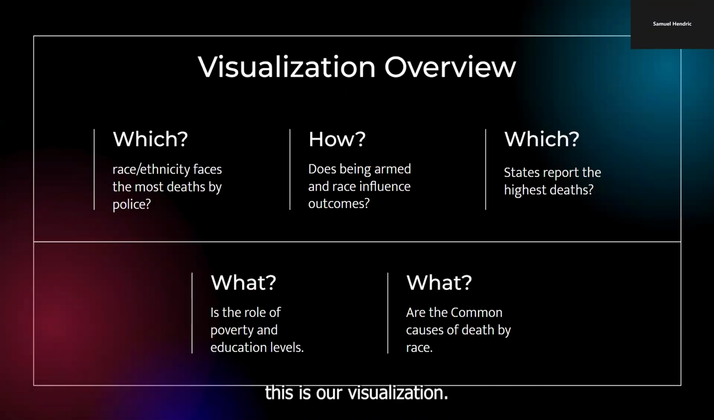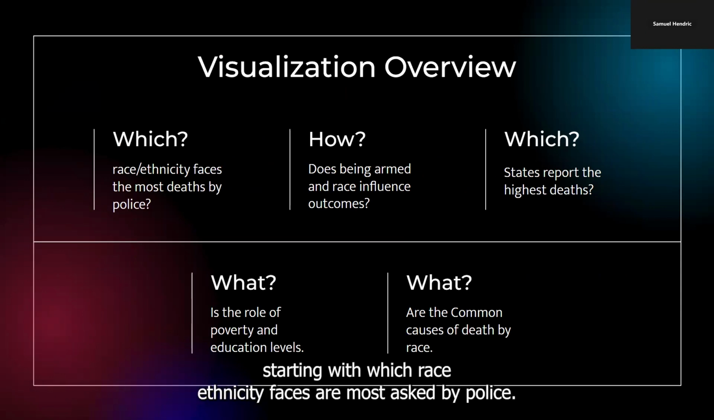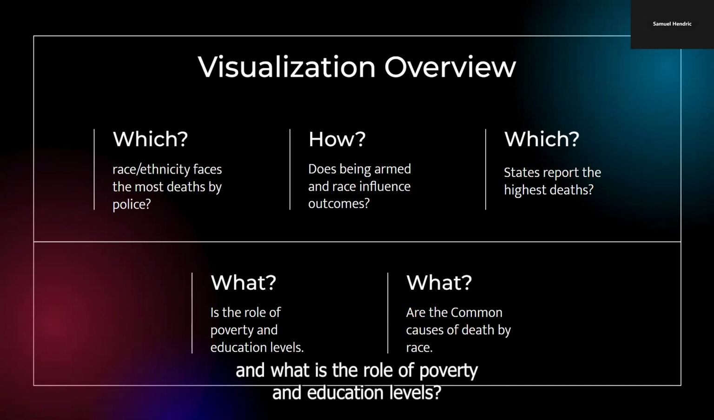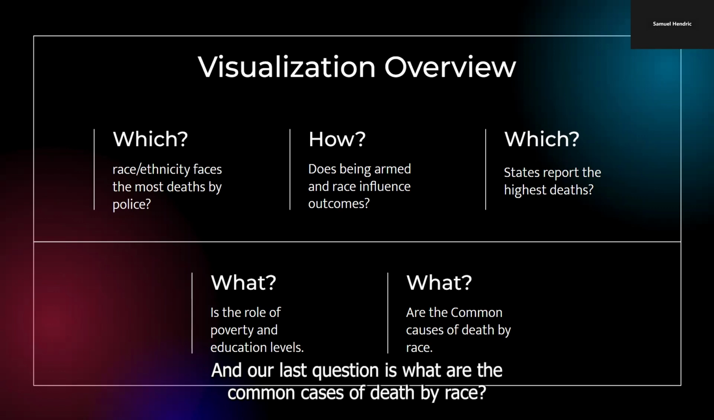All right, this is our visualization. We're going to ask 5 questions, starting with which race or ethnicity faces the most deaths by police, and how does being armed and race influence the outcomes of the police killings? And our third question, which states report the highest deaths, and what is the role of poverty and education levels? And our last question is, what are the common causes of death by race?